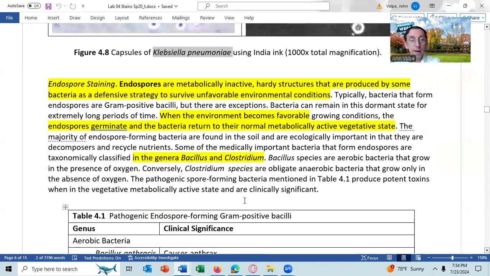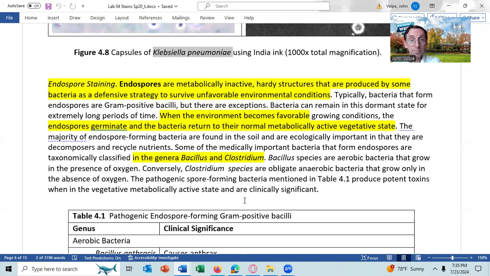All right. Another stain is the endospore stain. It's a special stain for the presence of endospores. Endospores are metabolically inactive cells. They're hardy structures that are produced by some bacteria as a defensive strategy to survive unfavorable environmental conditions. So it is not a reproductive structure. It's a survival structure, and one parent cell makes one endospore. That's why we don't call it a reproductive structure.